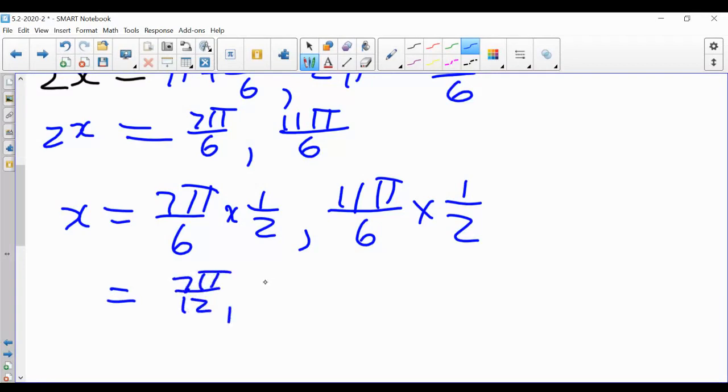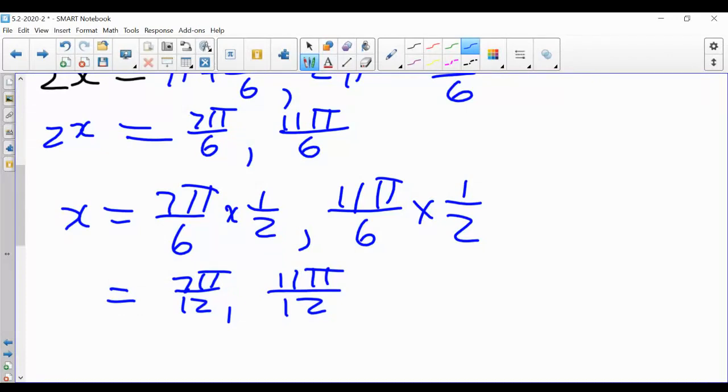And the other answer is 11 pi over 12. So we don't stop when we get to the 2x part. We go further because we need to get x. Now, do you think we've finished the question? Let me ask you that.